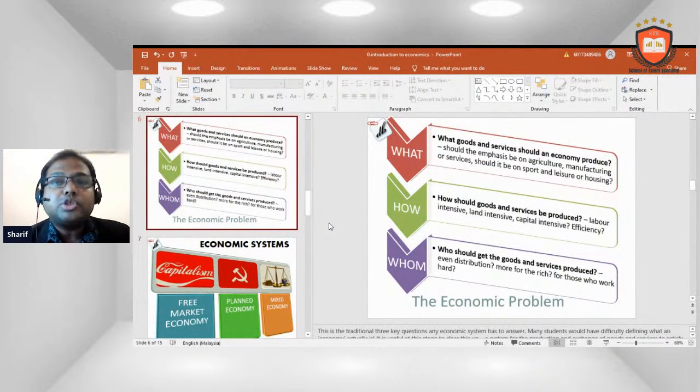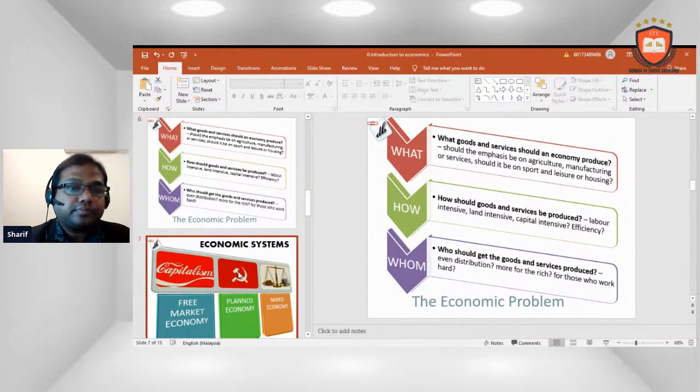What goods and services should an economy produce? Should the emphasis be on agriculture, manufacturing, or service? Should it be sport or leisure or housing? Besides that, how should goods and services be produced? Labor intensive, land intensive, capital intensive, or efficiency? Besides that, who should get the goods and services produced? Even distribution, more for the rich, or for those who work hard?